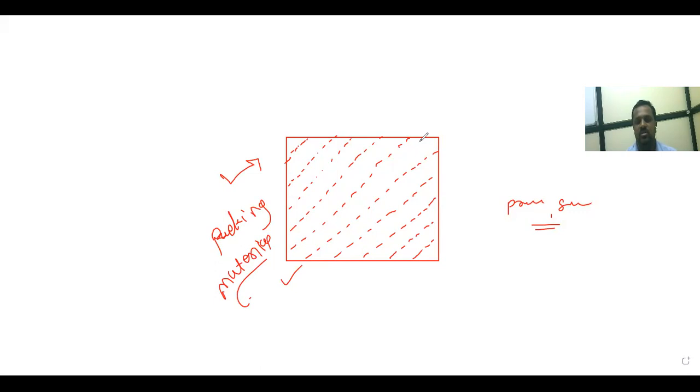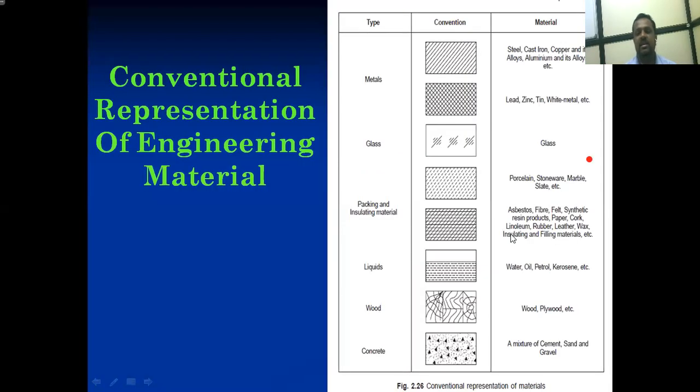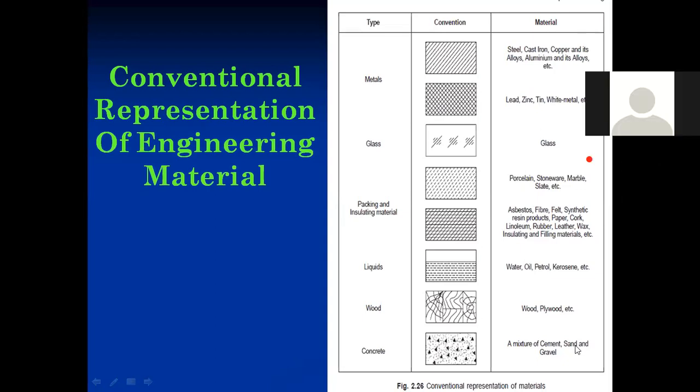So the next material is the insulating material. The insulating material consists of asbestos, fiber, plate, synthetic resin product, paper, cork, then rubber, leather, wax, insulating and filling material. How can we represent all the insulating materials in the conventional manner? What is the conventional representation for this insulating material? We will draw it here.